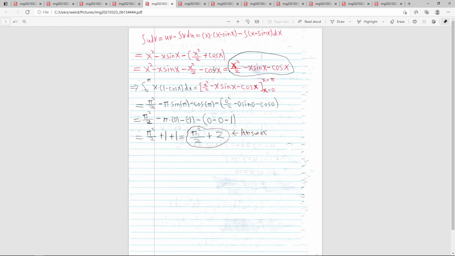You can integrate this at least. So eventually you get x squared over 2 minus x sine x minus cosine x. So this integral equals that. Now we have to add in the limits, do all the work, and you get pi squared over 2 plus 2. That's an acceptable answer. You can estimate it: plug in pi squared, divide by 2, and then add 2, and you'll get an estimated answer to 3 or 4 decimal places.